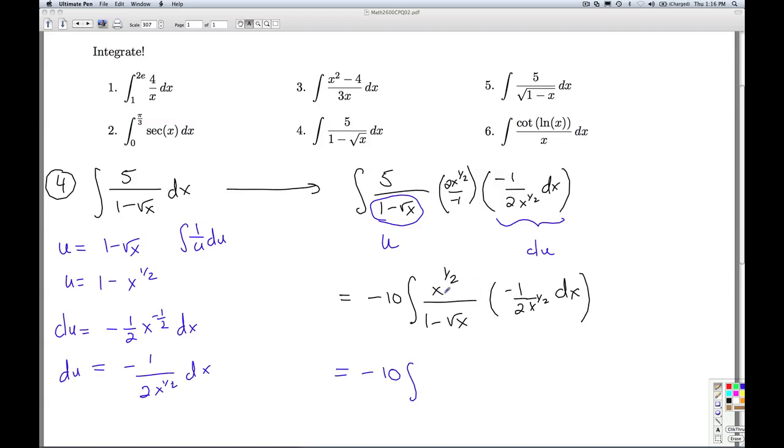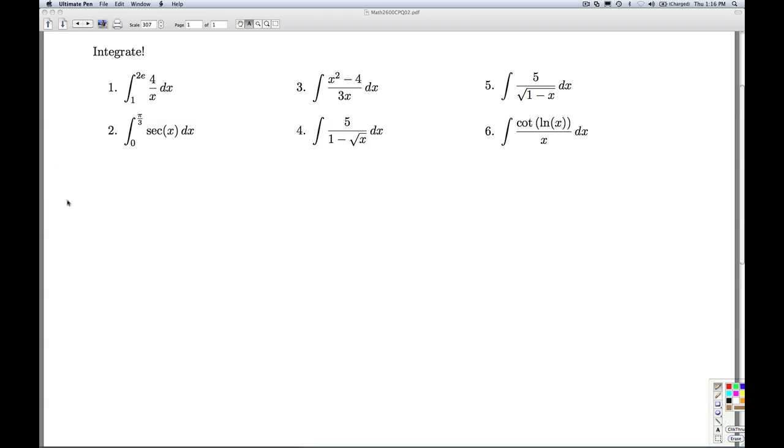The x to the 1/2 I can get from here. If I solve this for x to the 1/2, I get 1 minus u. So I got a 1 minus u up there. The 1 minus square root x is u, and this whole thing is the du. Alright, so now I'm going to go off and integrate this. So negative 10 integral 1 minus u over u du.